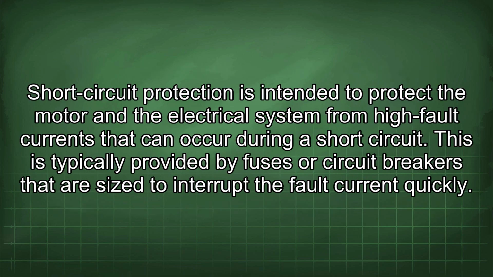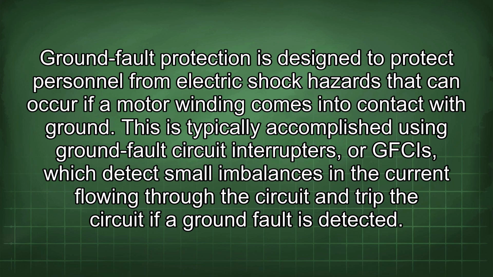Short-circuit protection is intended to protect the motor and the electrical system from high fault currents that can occur during a short circuit. This is typically provided by fuses or circuit breakers that are sized to interrupt the fault current quickly. Ground fault protection is designed to protect personnel from electric shock hazards that can occur if a motor winding comes into contact with ground.